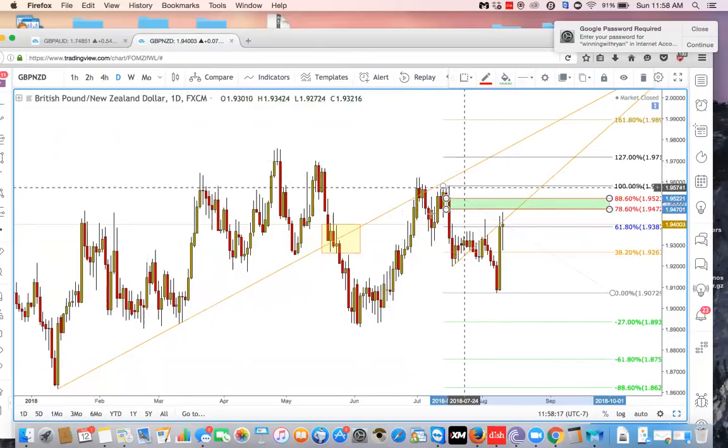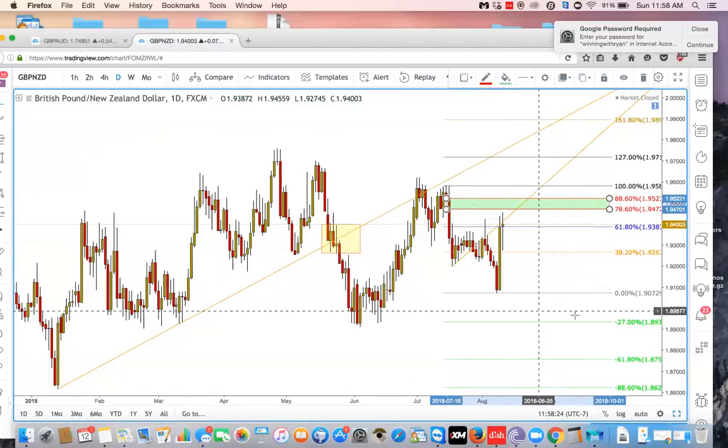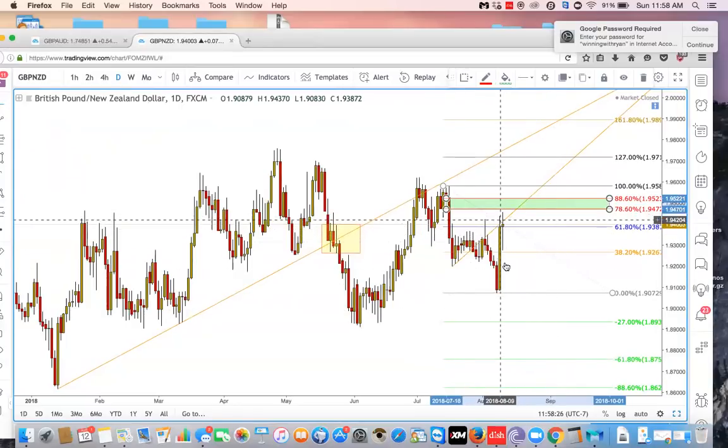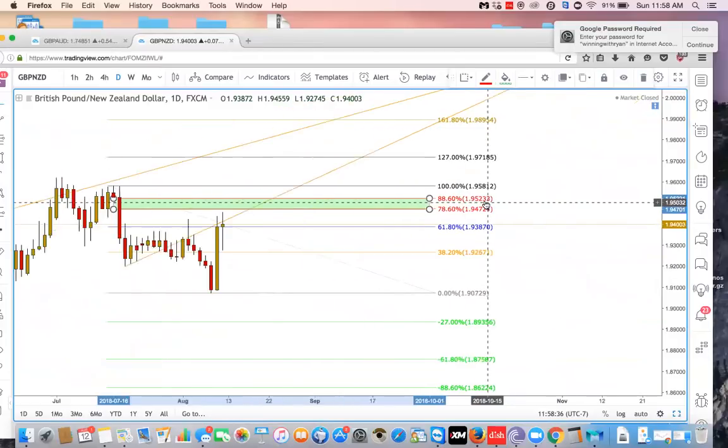And overall, this pair can drop back down towards 1.90 or possibly 1.89. So if price is at 194 already, and we're saying that it could come back to the lows, this is going to be anywhere from a 300 to 400 pip setup if we get the bearish price action that we're looking for.